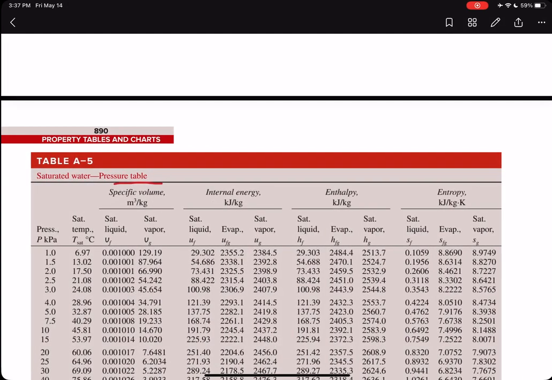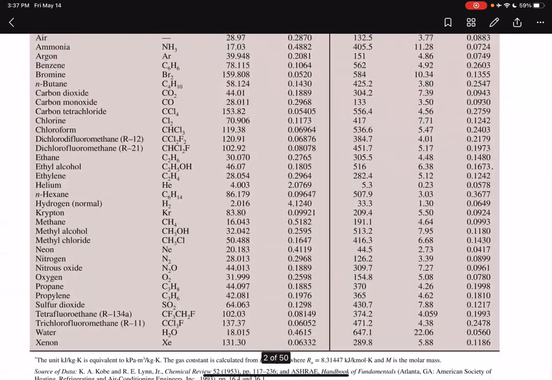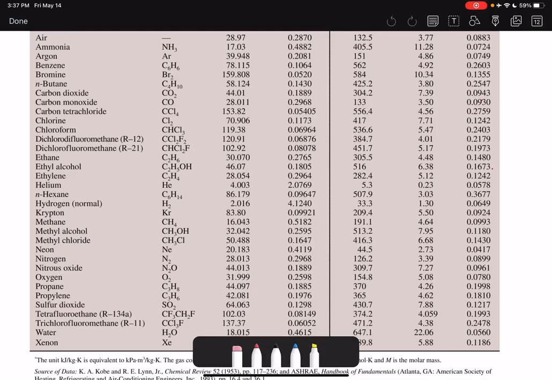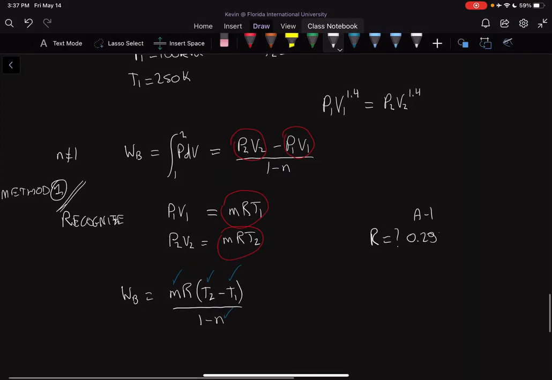We go to Appendix A1, which is the first table in our appendix, and look for nitrogen, and we find that R is equal to 0.2968 kilojoules per kilogram Kelvin. That's the unit. So now we can just plug in our values.